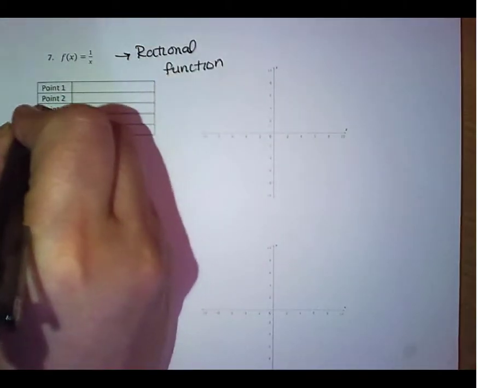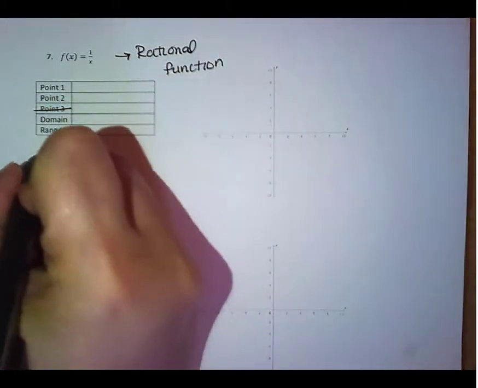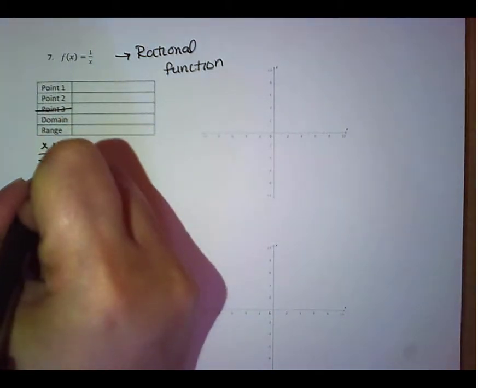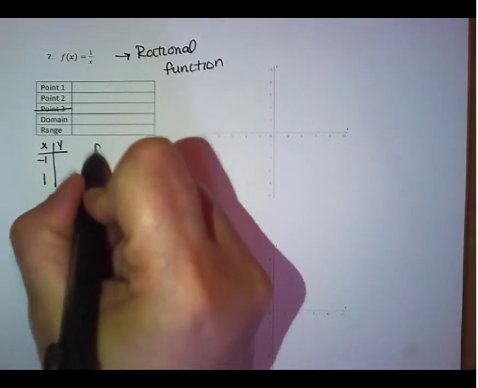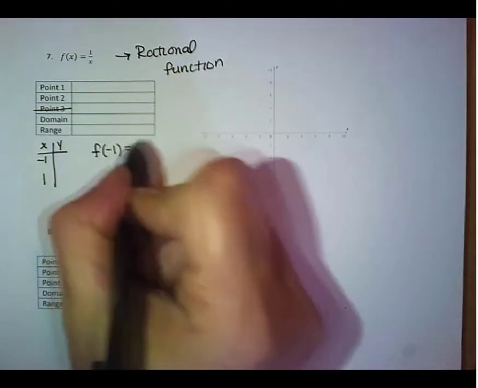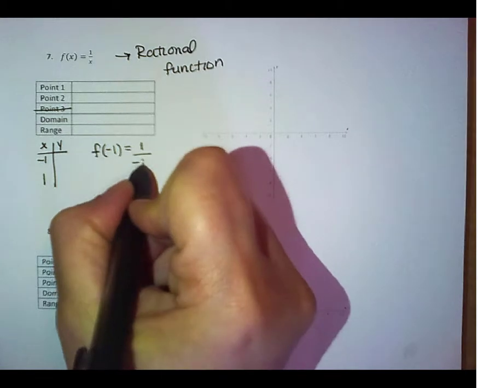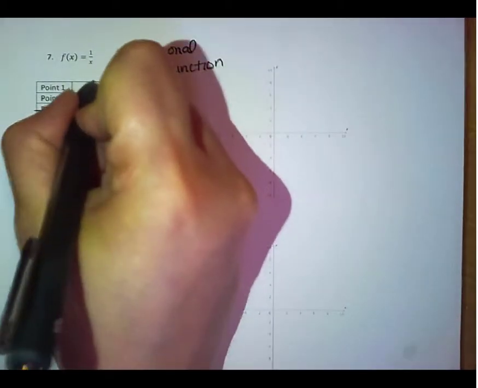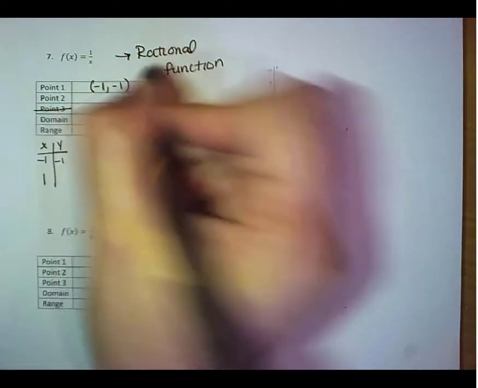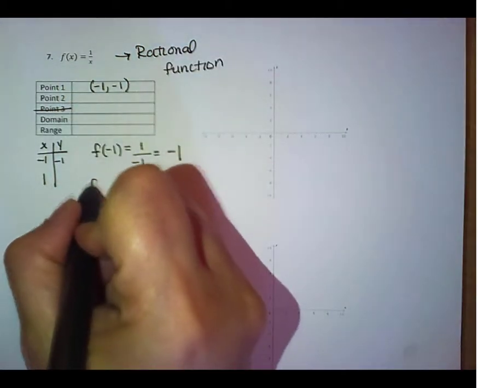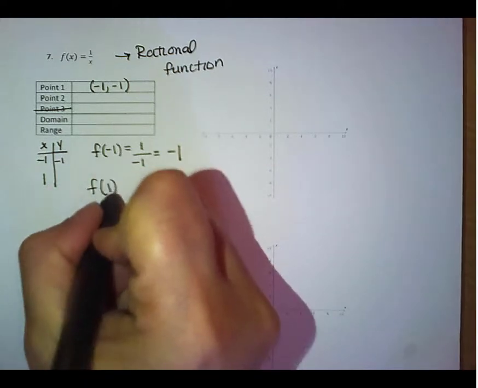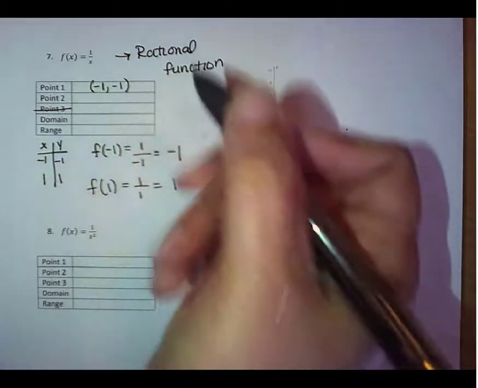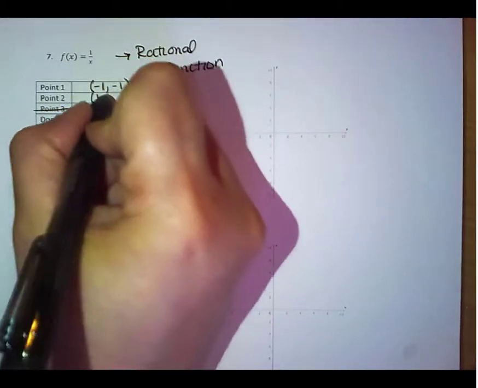So we're actually not going to do a 0 point on this one. We're just going to use our points -1 and +1. So if we do f at -1, this is going to be 1 over -1, which will end up being -1. So we get the point -1, comma -1. And we're going to do the same thing for f at 1. This is going to be 1 over 1, which is going to give us a +1. So our second point is going to be the point 1, comma 1.